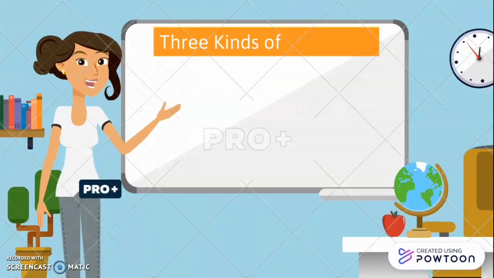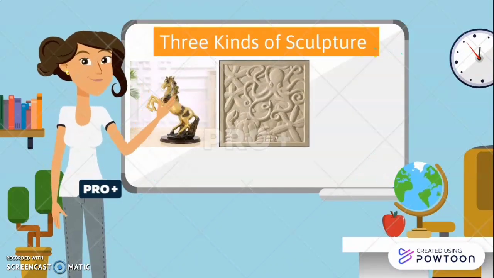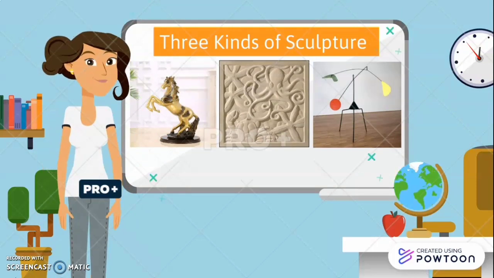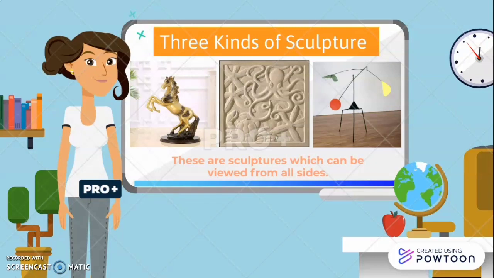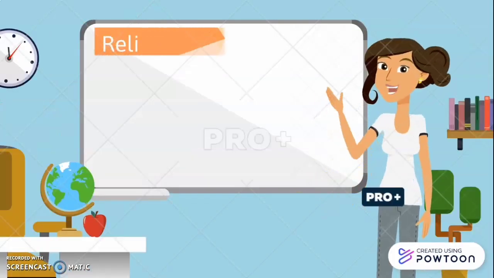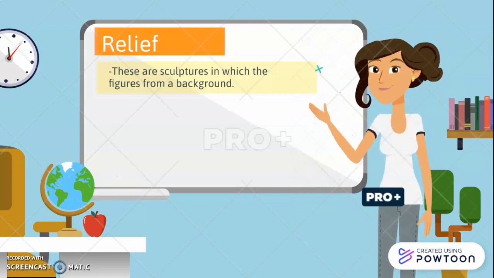Three kinds of sculpture: freestanding, relief, and kinetic mobiles. Freestanding, or in the round: these are sculptures which can be viewed from all sides. Reliefs: these are sculptures in which the figures project from a background.